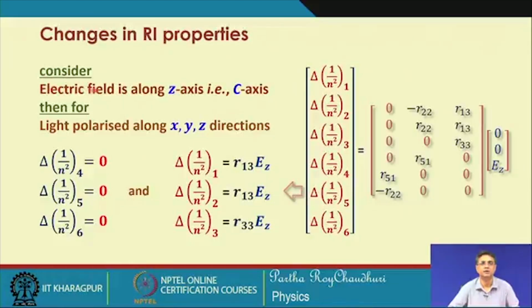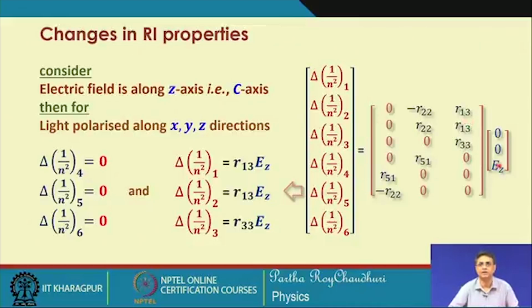Consider that the electric field is along the z axis, that is, along the crystalline axis. In that case, also consider that light could be polarized along any direction x, y or z. The polarization of the light is free, but the field is now fixed, that is, the electric field is applied along the z axis. So, it has only the E z component of the electric field.